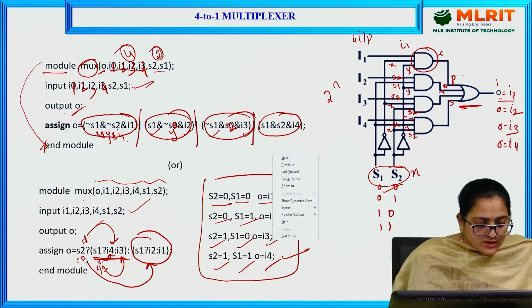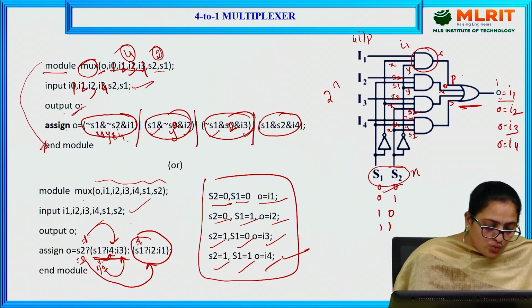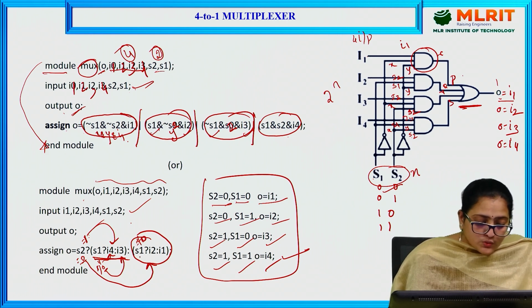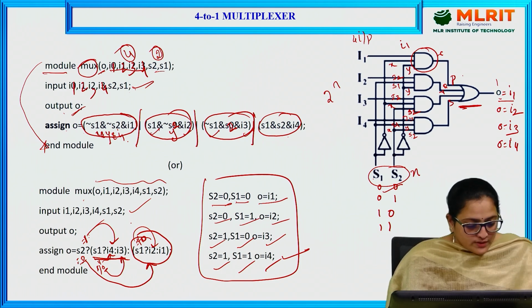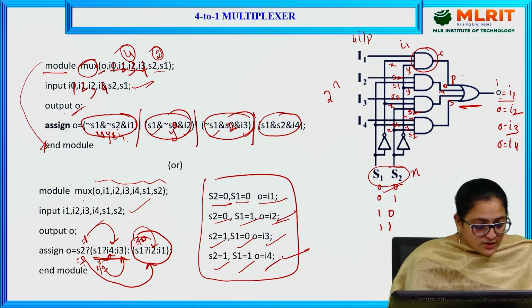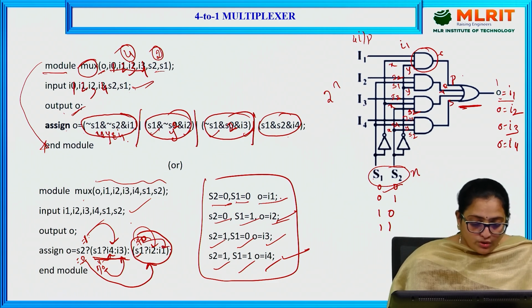Similarly, if S2 is false, it directly goes with S1. It checks whether S1 is true or false. If S1 is true, then it represents I2. That is, if S2 is 0 and S1 is 1, then your output is I2. If S2 is 0 and S1 is 0, then it represents the output I1.